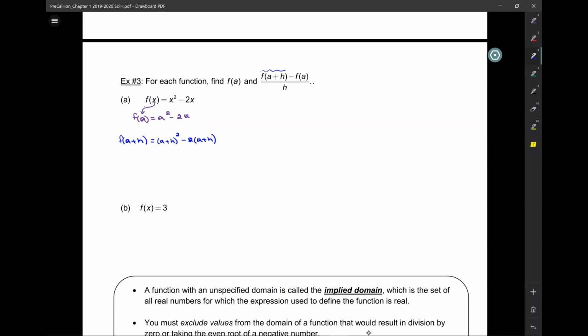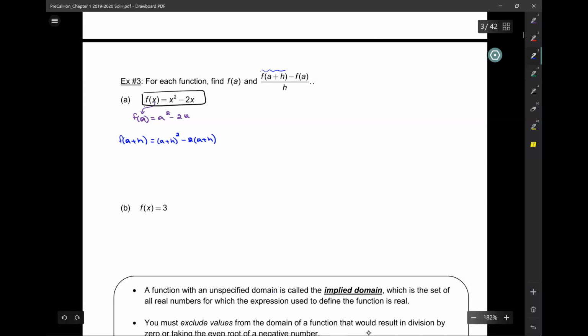No, it's not f of h. How do we know that f of x is x squared minus 2x? Oh, you're given that. F of x is x squared minus 2x because you're given that. Oh, that's just a different variable. Oh, no, sorry. We all have these moments, okay?